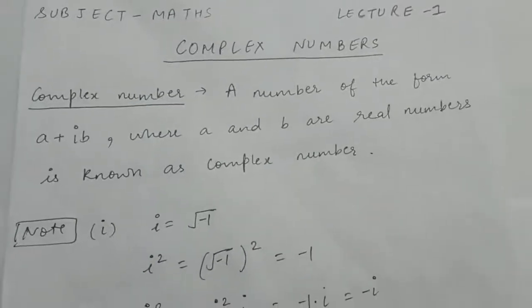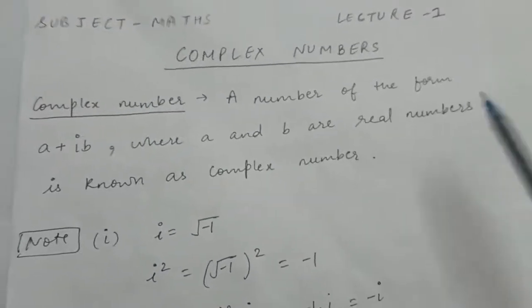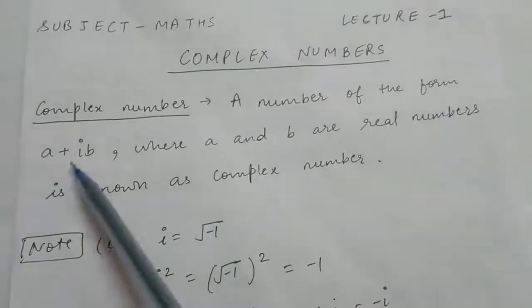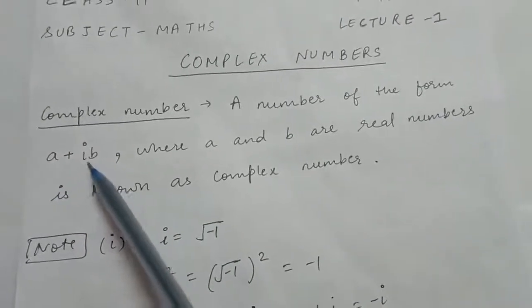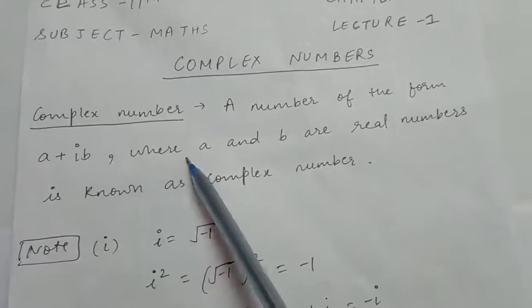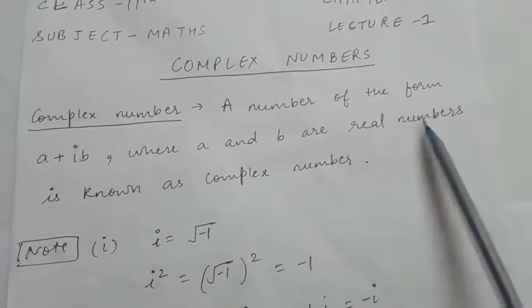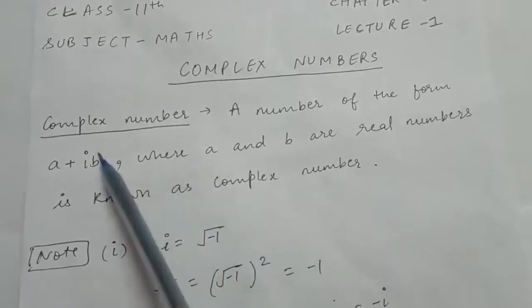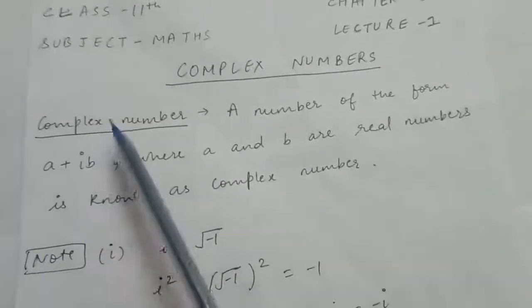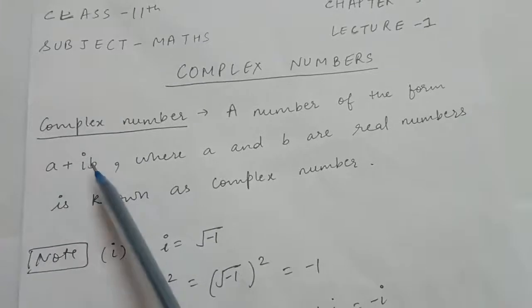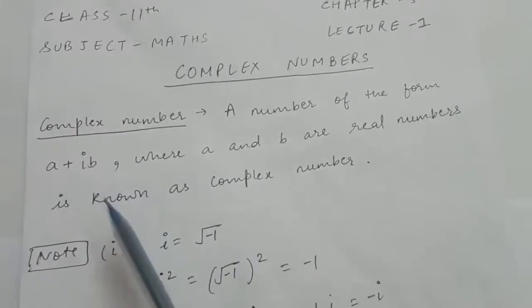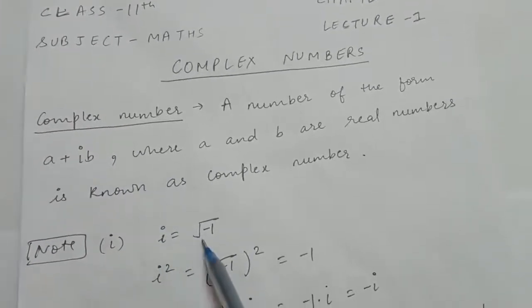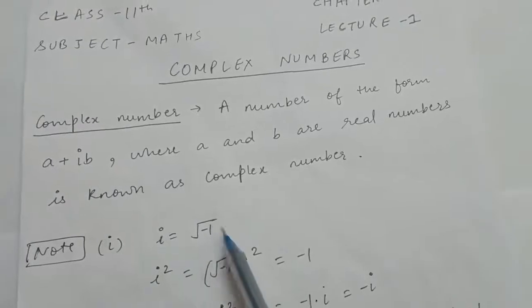So what is a complex number? A number of the form a plus iota b. Yes, this is known as iota, right? Where a and b are real numbers is known as a complex number. This type of number is known as a complex number where a and b are real numbers and the value of this iota is equal to root minus 1, right?